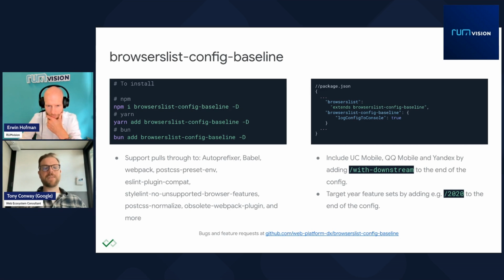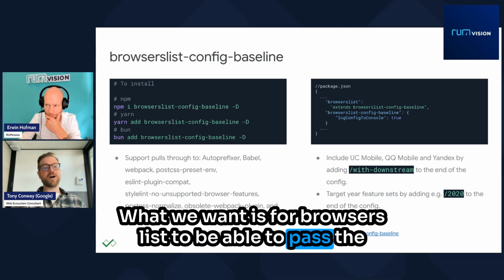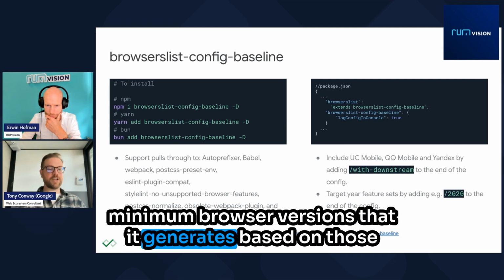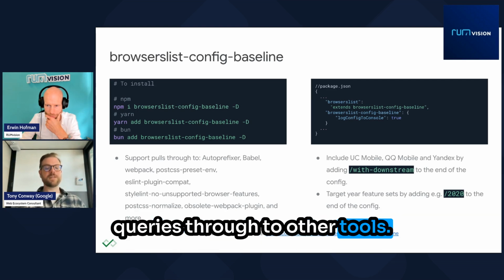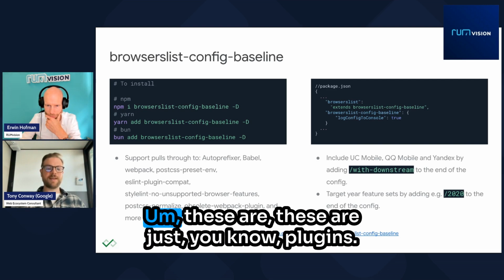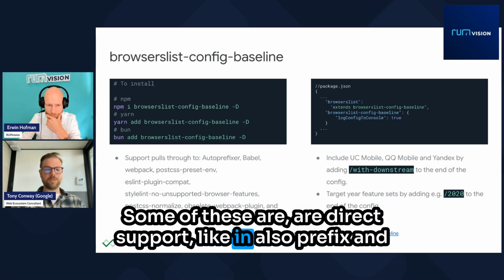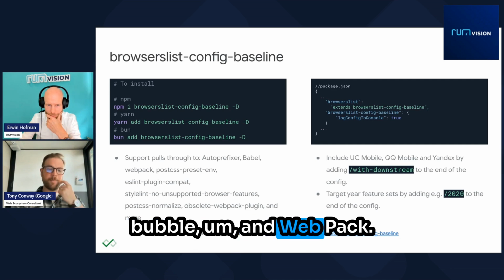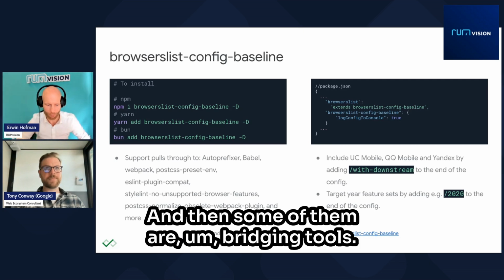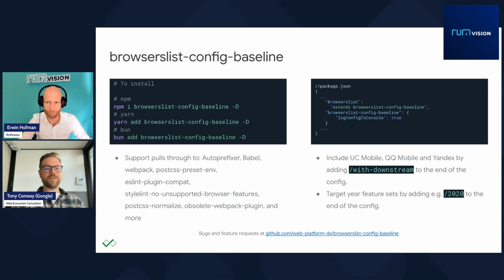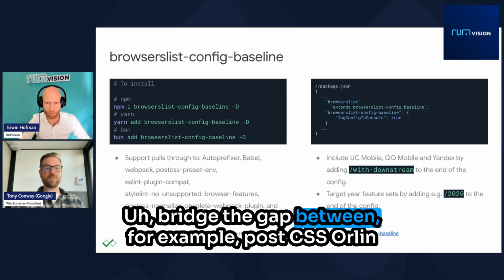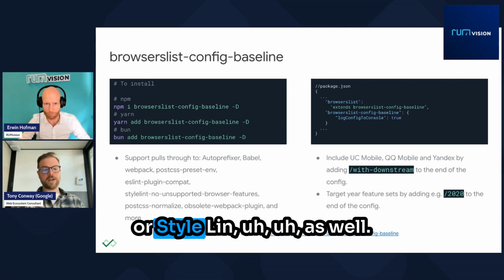So what we want is for Browserslist to be able to pass the minimum browser versions that it generates based on those queries through to other tools, with lots of other tools that use it. These are just plugins. Some of these are direct support, like Autoprefixer, Babel, and Webpack. And some of them are bridging tools, shim tools effectively, that bridge the gap between, for example, PostCSS or ESLint and Stylelint as well, I think you can do.